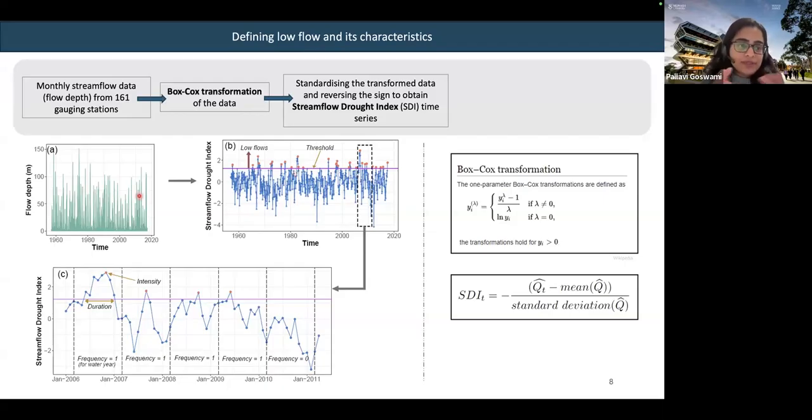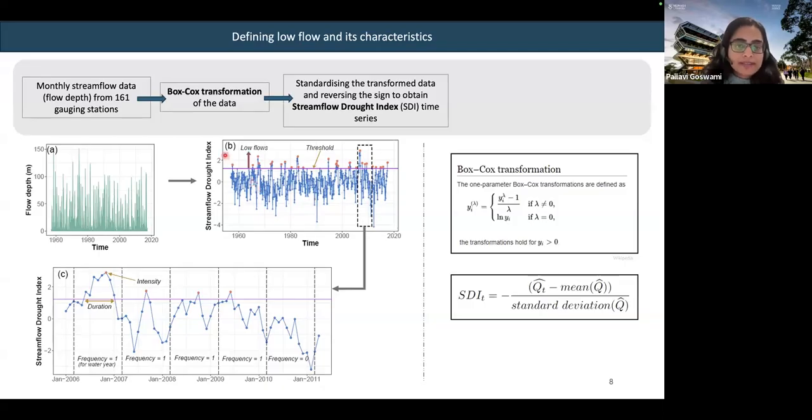So with the raw streamflow data, I applied the Box-Cox transformation and then used the output to get a standardized streamflow drought index. With the standardized index, you can see how it jumps on either side of zero. If it goes above zero, it represents an anomaly of a certain fashion. If it goes below zero, it's an anomaly on the other hand. And so we can identify outliers or the extreme values.